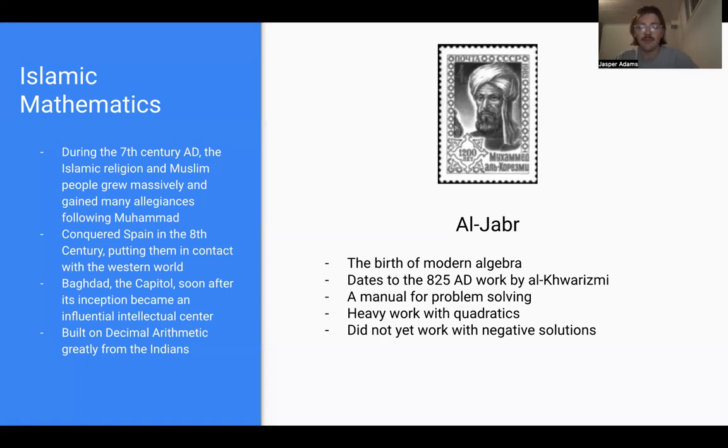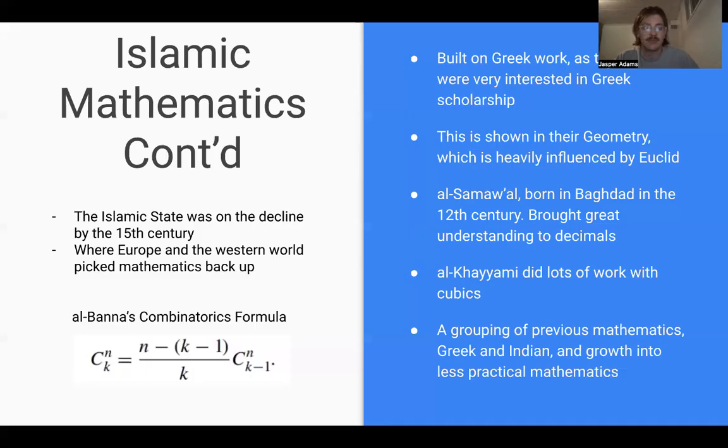And we see a lot of different forms of quadratics, and not like we have today, because they did not yet work with negative solutions. That was not something they considered or worried about, so they just didn't work with them. So when you look at quadratics from these works by the Islamic people, you just don't see negative solutions. So it gives us a lot of different solution methods.